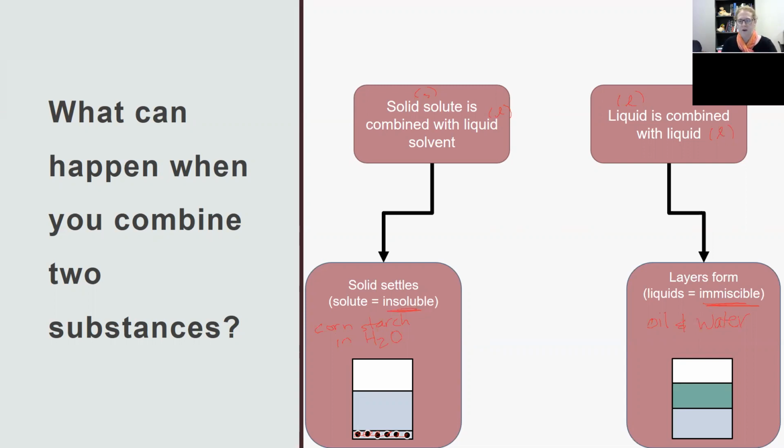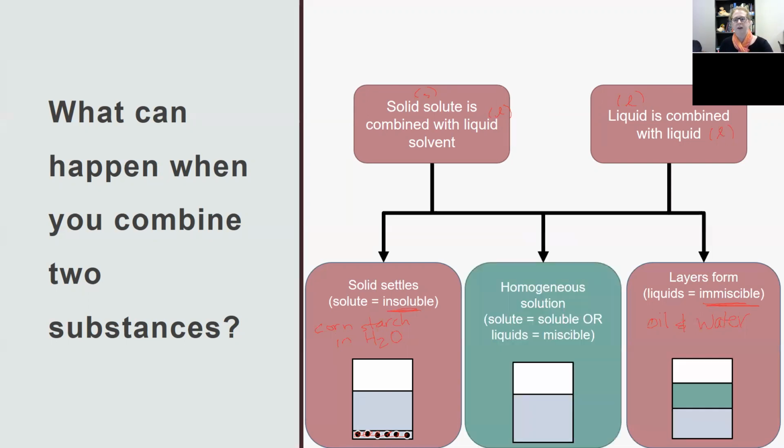Of course, the third outcome for both of these is that we can form a homogeneous mixture. The solid solute is completely soluble in water and totally mixes in, or the two liquids are completely miscible. Good examples, right? Salt water. You know that up to a point when you pour salt in water and you stir it in, it looks like nothing is there. The salt has completely dissolved. Or sugar in water is another option. That's another solid that dissolves in water.